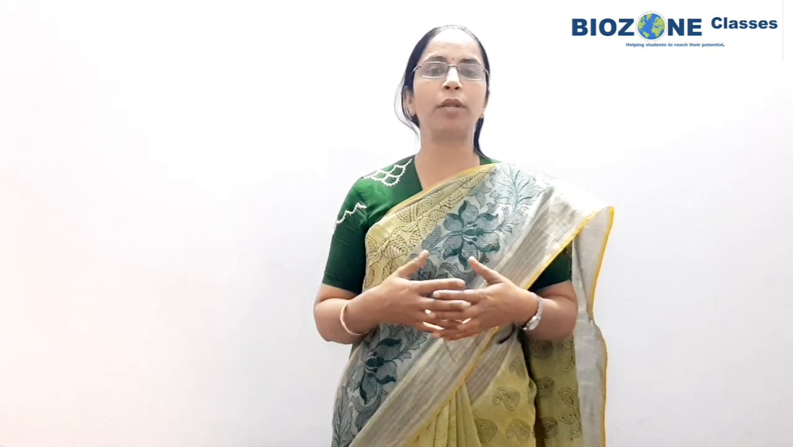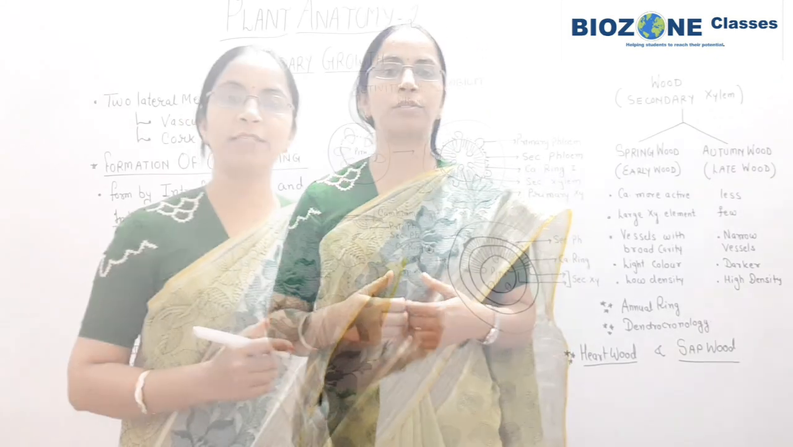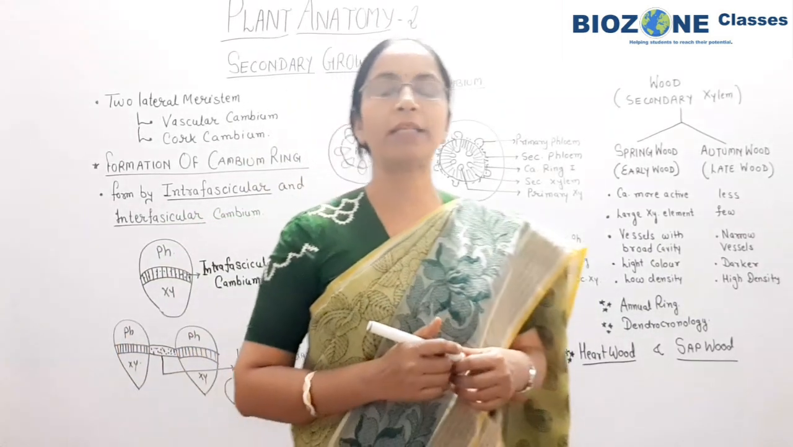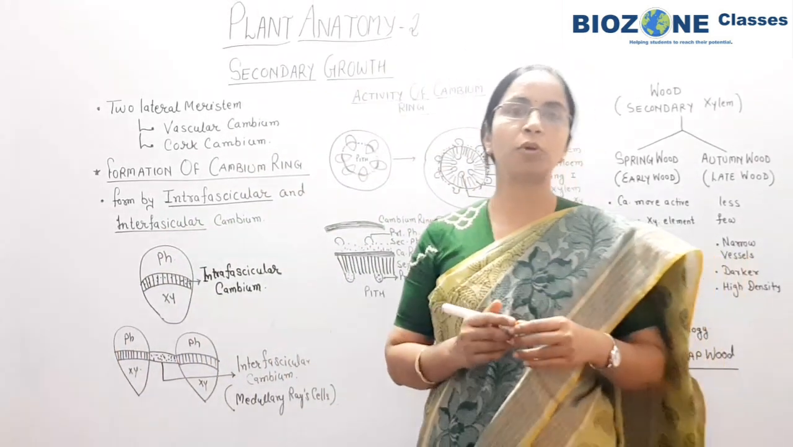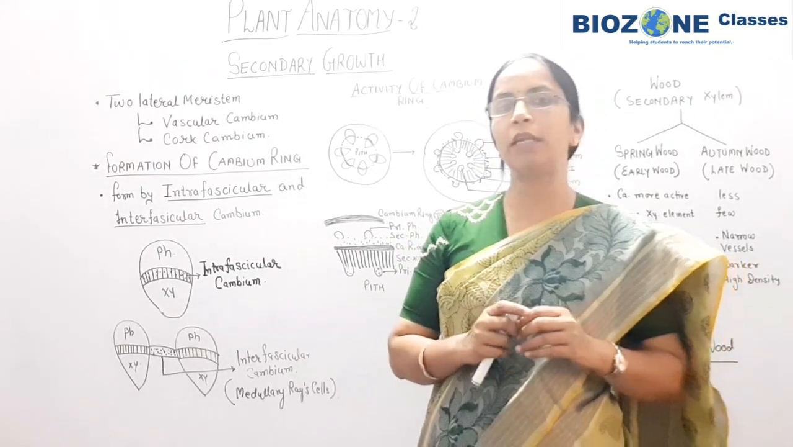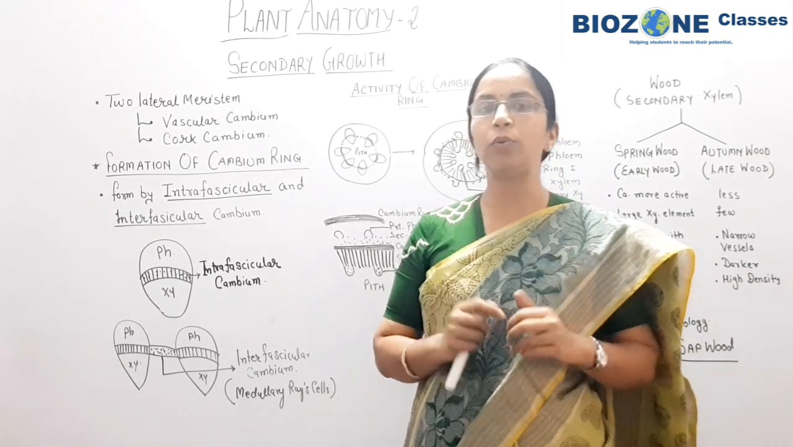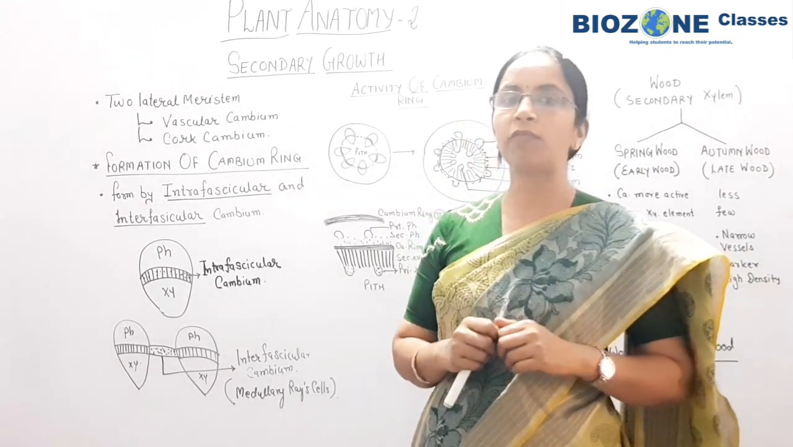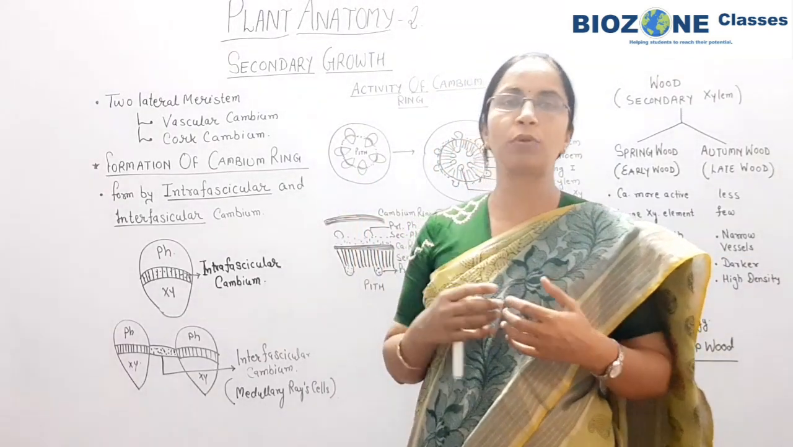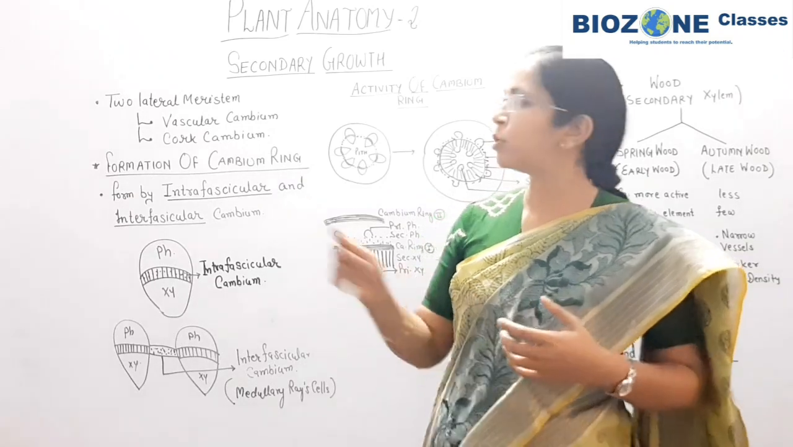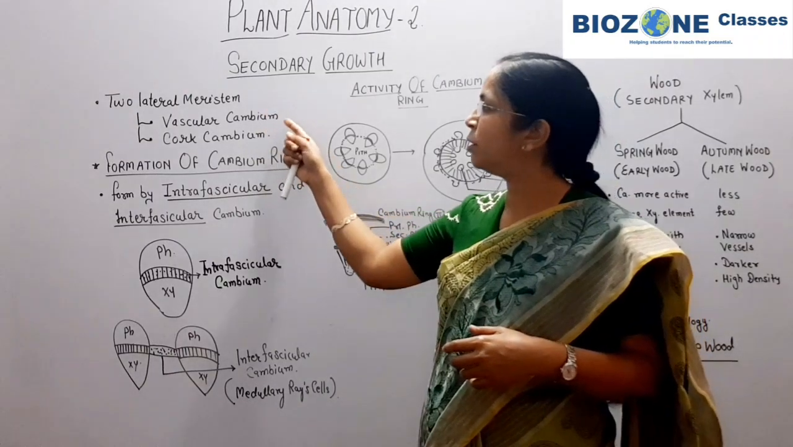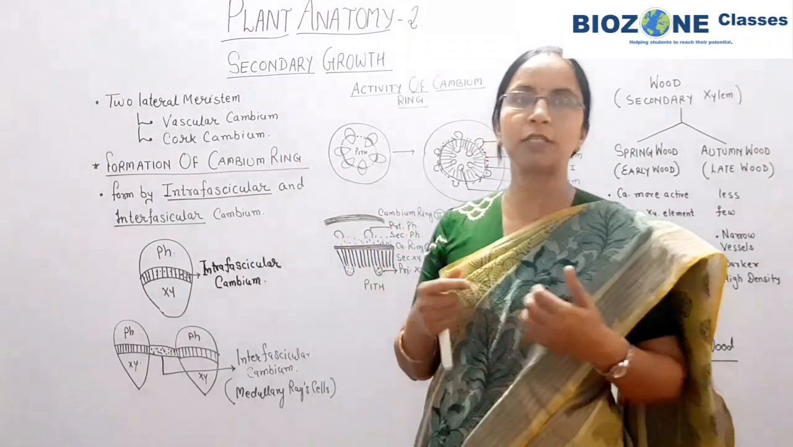So now we come towards our lecture session, and we begin with the two types of lateral meristem formed during the secondary growth in plants. What do we understand by secondary growth? The growth which is responsible for increasing the girth of the stem is predominantly called secondary growth. During secondary growth, two types of lateral meristems are developed. As we already studied, lateral meristem is originally a secondary meristem. So remember, two lateral meristems are developed: first is vascular cambium and second is cork cambium.